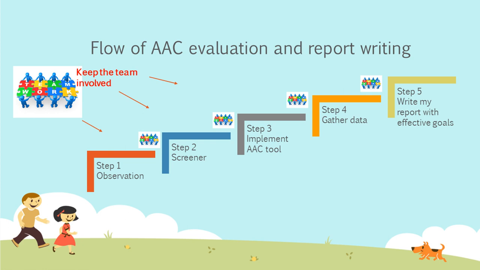All of these steps you have to do with the team. There has to be more than just one person. If you're the sole evaluator, then you have to create a team. Just like I made sure the team was involved when I was alone in the clinic. I made a team by reaching out to the parent and the school team and making sure we were all on the same page. Step 5 is you're going to be writing your report with effective goals.